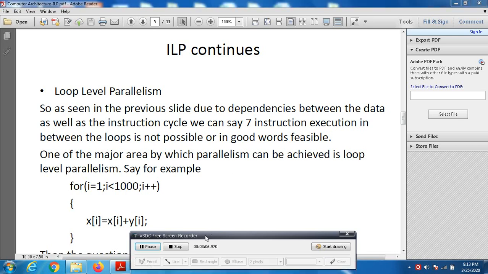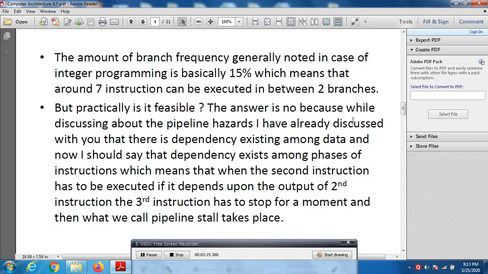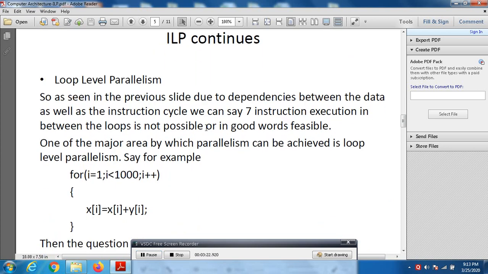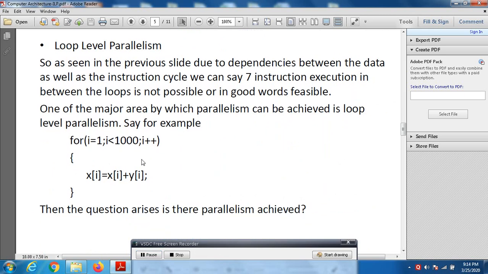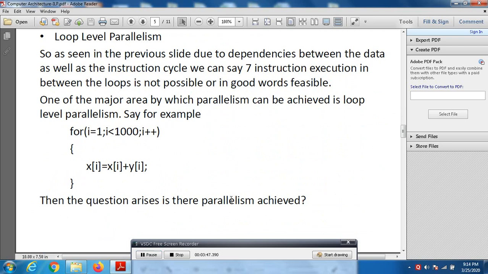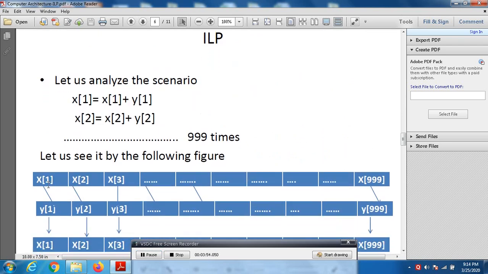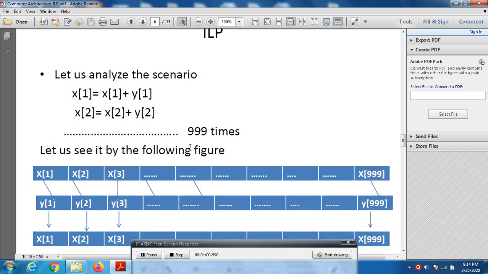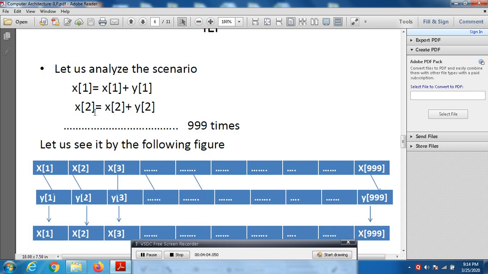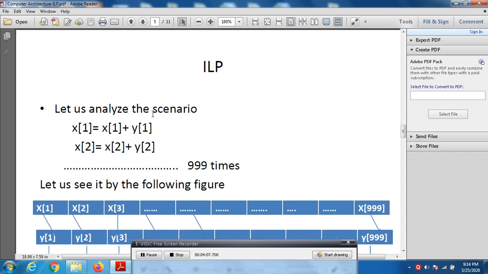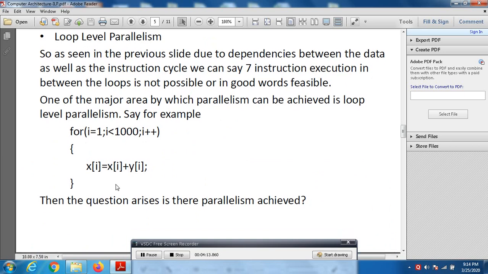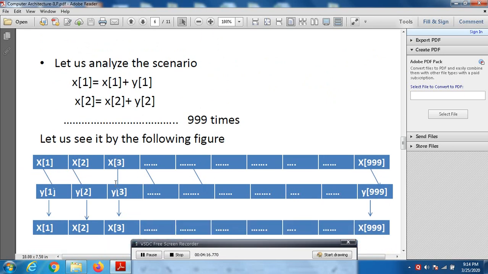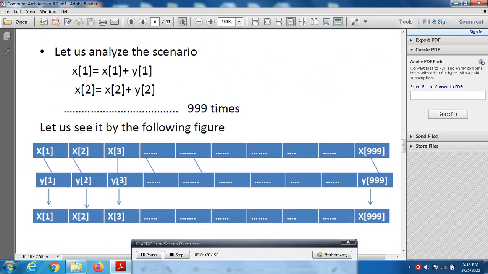So now we can speak of something called parallelism. As seen in the previous slide, due to the dependencies, for i from 1 to 1000, xi equals xi plus yi, is parallelism achieved? In this parallelism scenario, we have taken x as an array up to 999, y we have taken up to 999, and we are just performing xi equals xi plus yi. So x1 will be x1 plus y1, x2 will be x2 plus y2. Like this, it will continue up to 999 times.